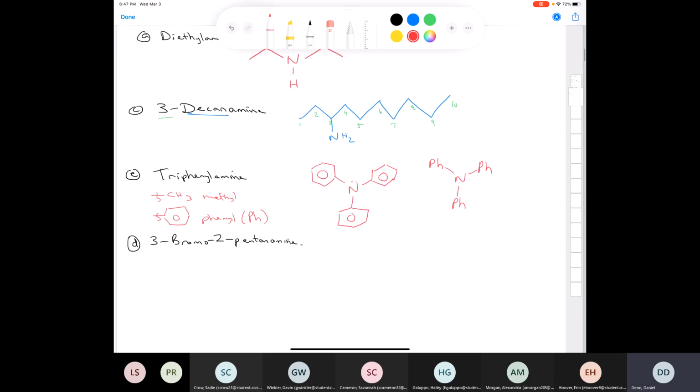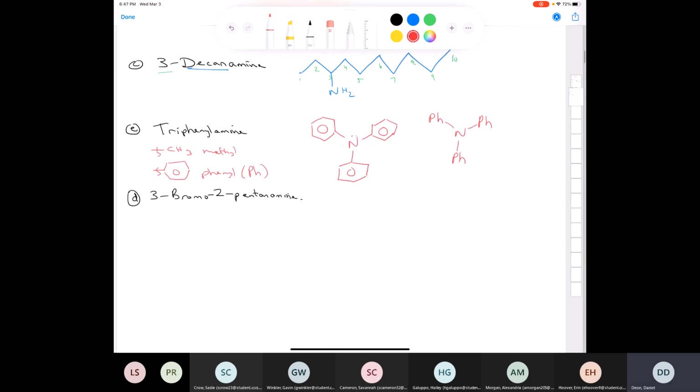Okay, like that. The next one is 3-bromo-2-pentanamine. So this is some kind of pentanamine. So we have 1, 2, 3, 4, 5 carbons. We can number them out, 1, 2, 3, 4, 5. On the second one, we have an amine. And on the third one, we have a bromine. So 3-bromo-2-pentanamine.